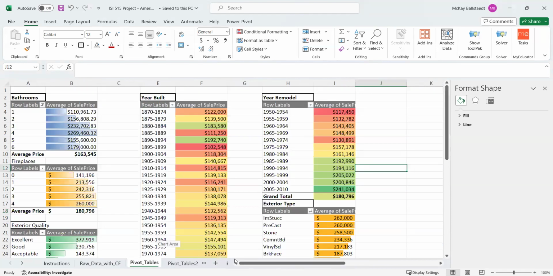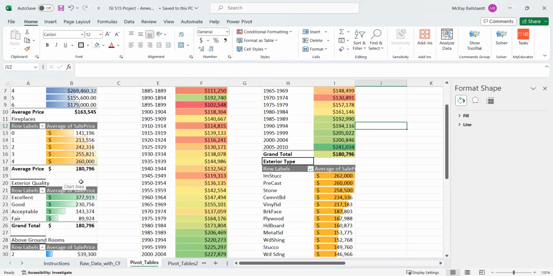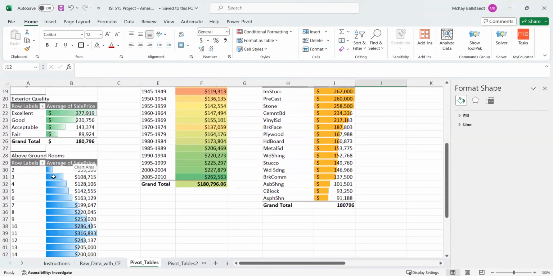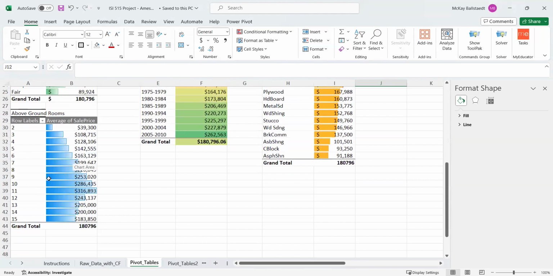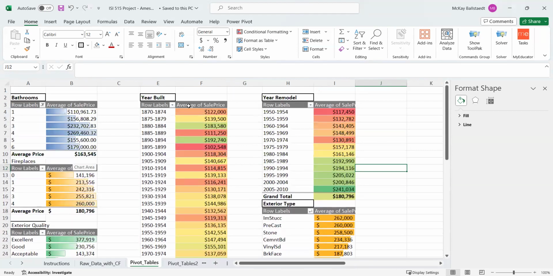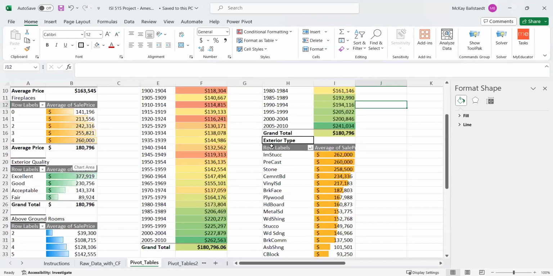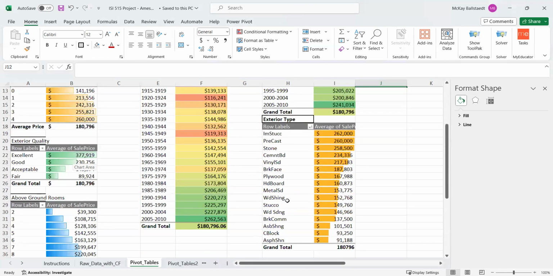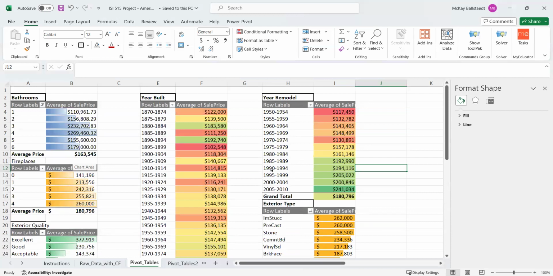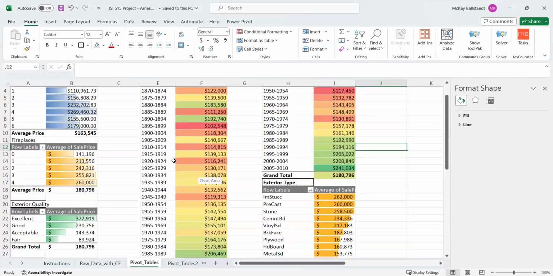And I've made some pivot tables going through sales prices for a number of bathrooms, fireplaces, the exterior quality, total number of rooms above ground. And then we've got the year built and year remodeled, exterior types, like the type of material that made up the house. And in all these, we can see different trends in the data, and some of them are surprising.